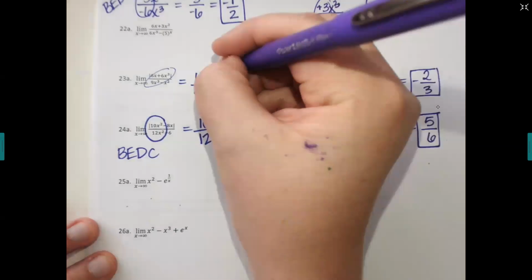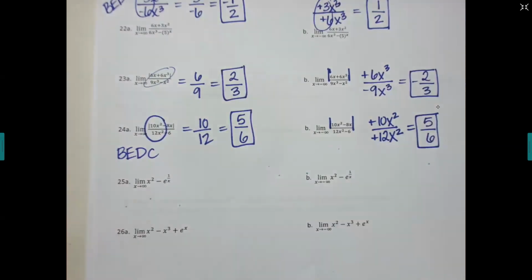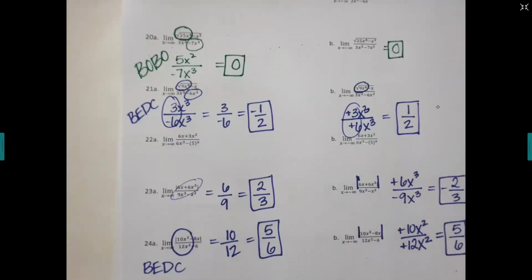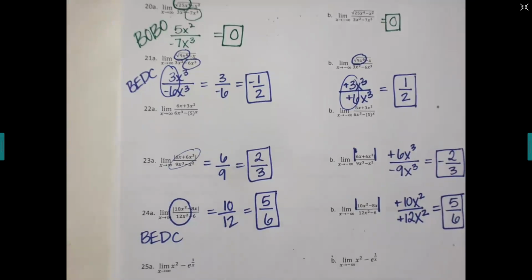Okay. Questions on that? No. All right. Let's do one with an exponential. Let's do the one between those, number 22. Okay, number 22, as x is going to infinity, is it a Bobo, a Button, or a Betsy?